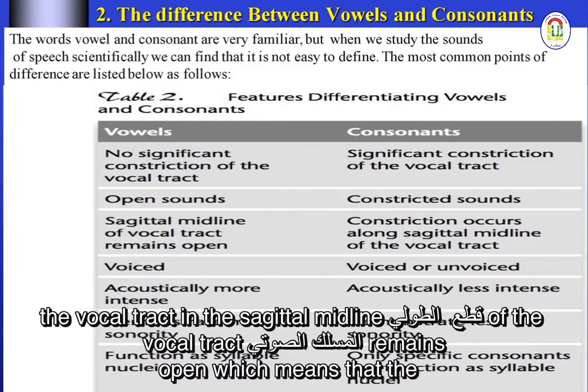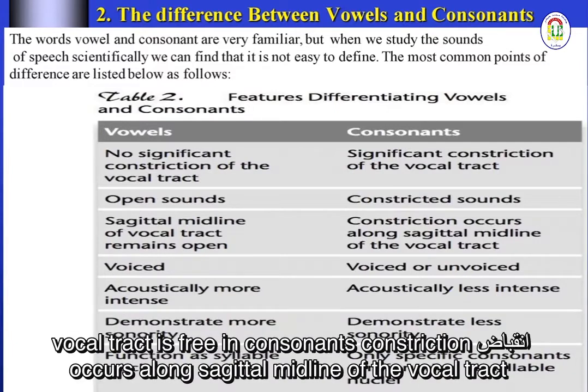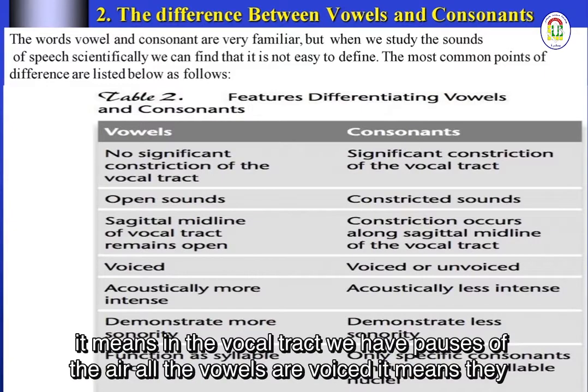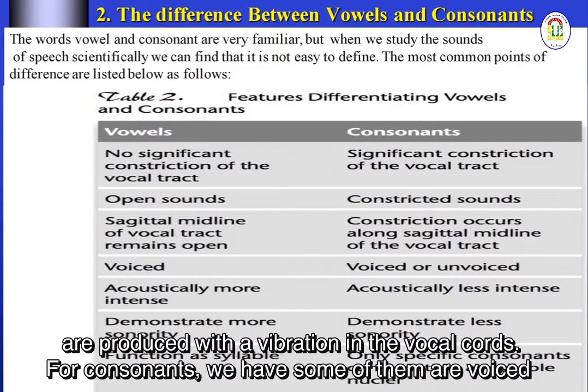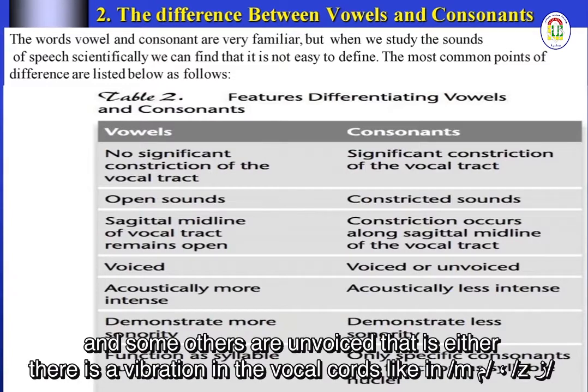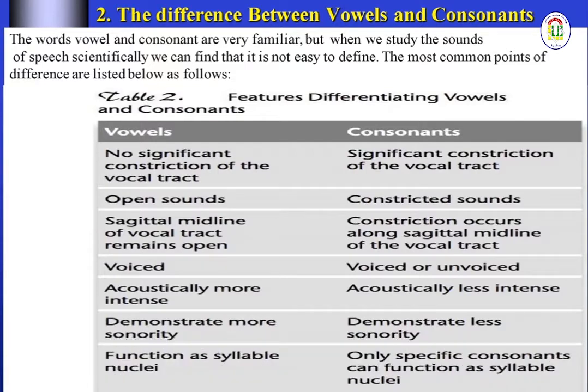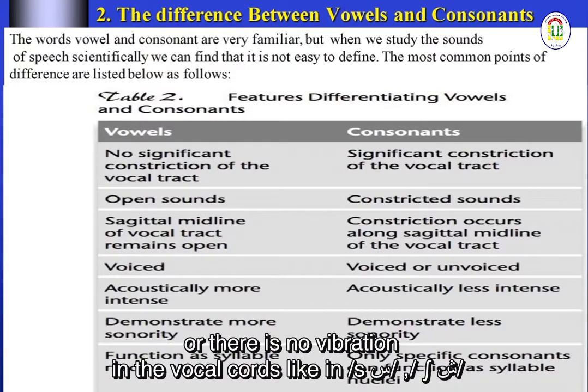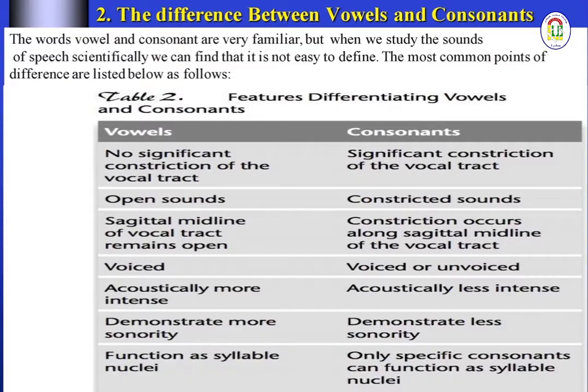In vowels, the sagittal midline of the vocal tract remains open, which means that the vocal tract is free. In consonants, constriction occurs along the sagittal midline of the vocal tract. It means in the vocal tract we have pauses of the air. All the vowels are voiced. It means they are produced with a vibration in the vocal cords. For consonants, some of them are voiced and some others are unvoiced. That is, either there is a vibration in the vocal cords like in z, or there is no vibration in the vocal cords like in s, sh.